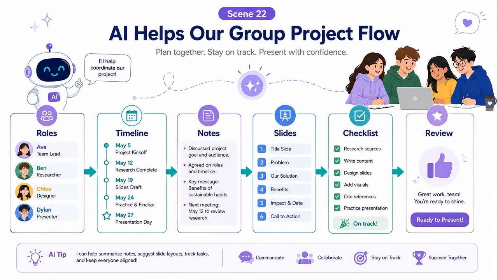Now let's look at example workflow, group project. AI can help organize group projects. It can define roles. It can create a timeline. It can summarize meeting notes. It can draft slide outlines. It can create checklists for final review. But the group should still make the final decisions. AI should support teamwork, not replace it.